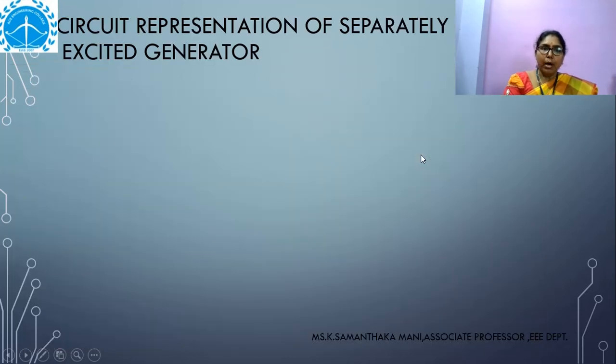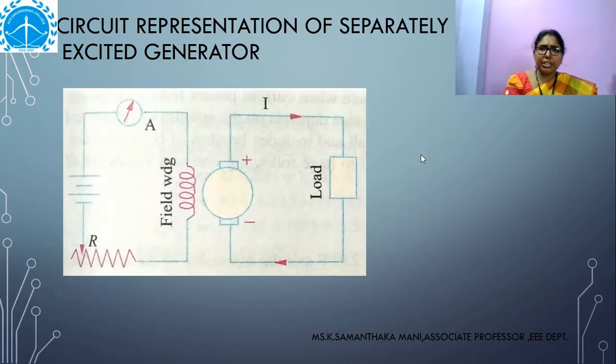Next we'll move on to the circuit representation of a separately excited generator that we have already observed in the previous slide. Here the separate excitation is given by the DC supply, and this is the field winding. If we want to measure the field current, we use an ammeter here, and for varying the current we can use a variable resistance here. And this is the armature, where the armature is connected to the load.